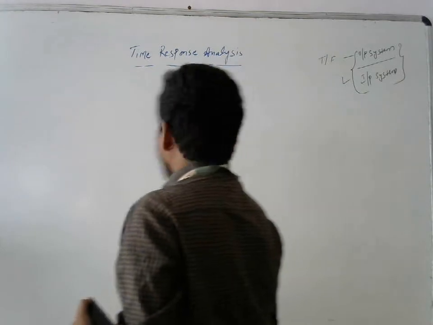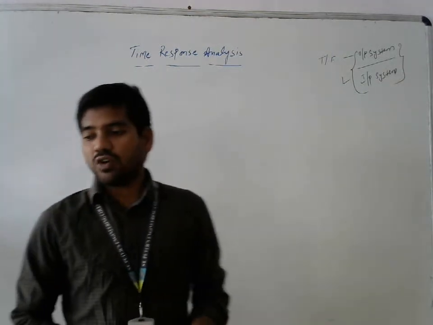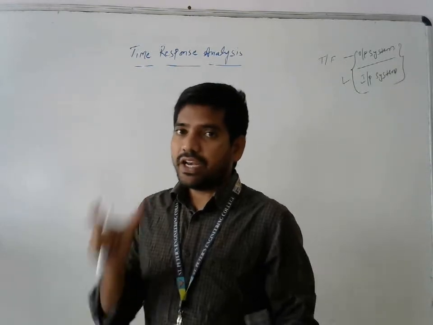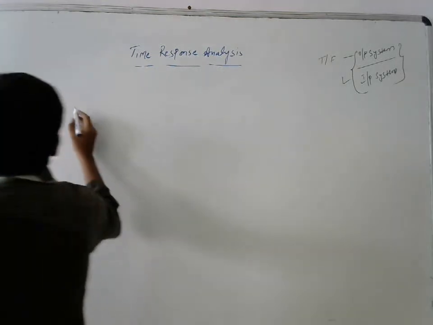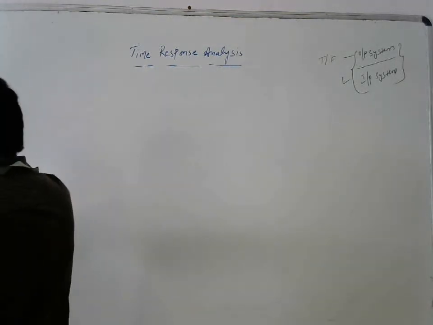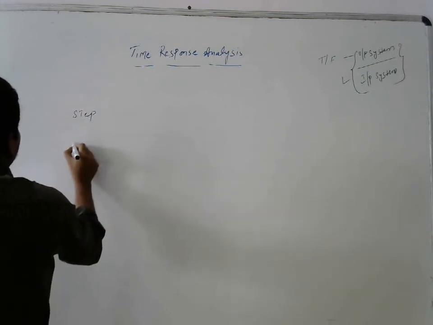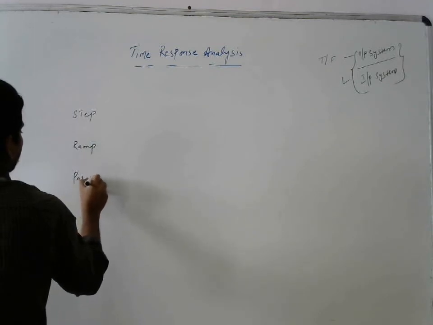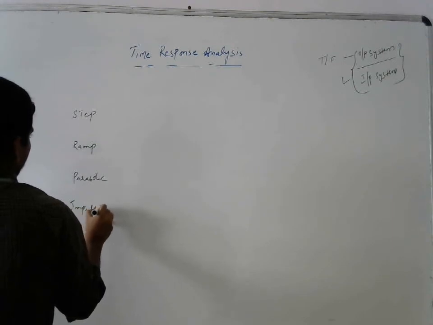Sorry, the transfer function means the Laplace transform of the output of the system to the input of the system, so we need to apply what we discussed. That means we are having a step signal, next a ramp signal, then a parabolic signal, and then an impulse signal.